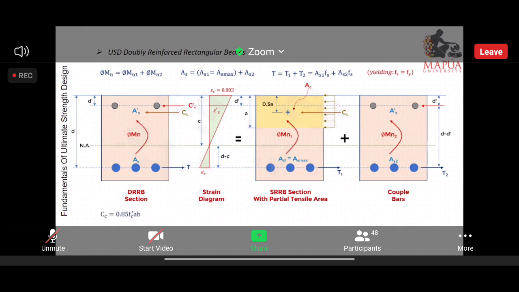So the C sub C for the concrete is 0.85 fc prime ab, and As prime times fs double prime. By strain compatibility, we have this one, by similar triangle. And then by virtue of the magnitude of Es as modulus of elasticity, we can then derive this formula, 600 times d minus c over c.